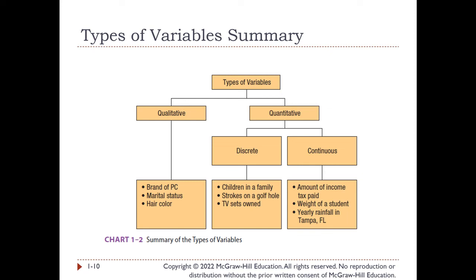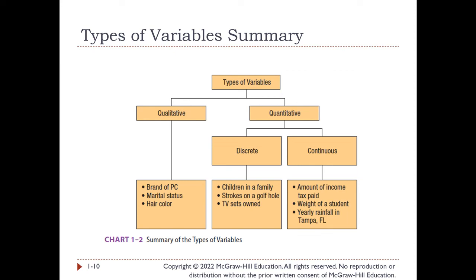While quantitative, again, since it's numeric, deals with two others. We look at discrete, like children in a family. Again, you can't have half of a child. Strokes on a golf hole. There is no percentage or decimal places. TV sets owned. Unless you're Willy Wonka, you will not have half of a TV.